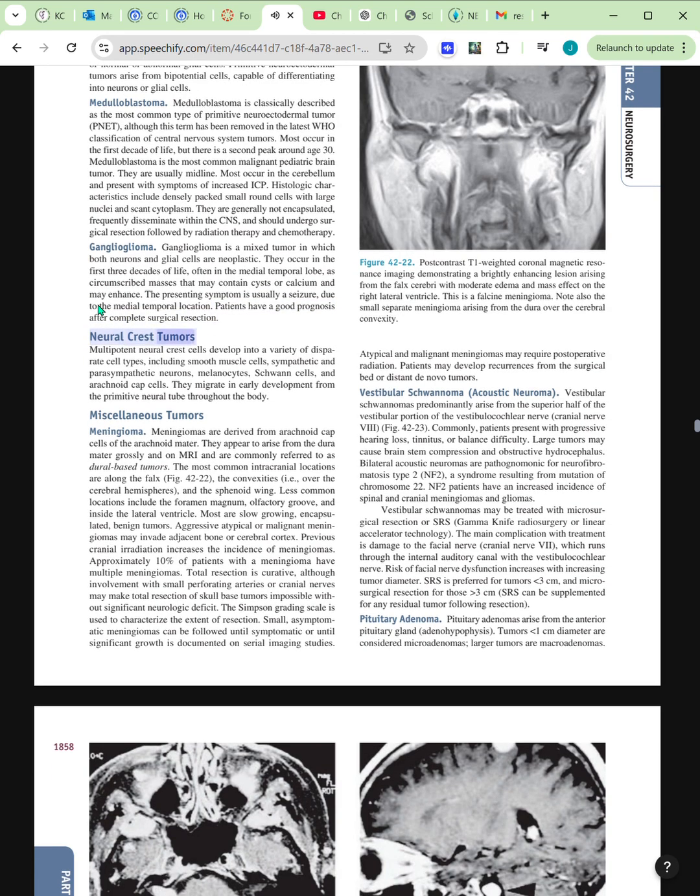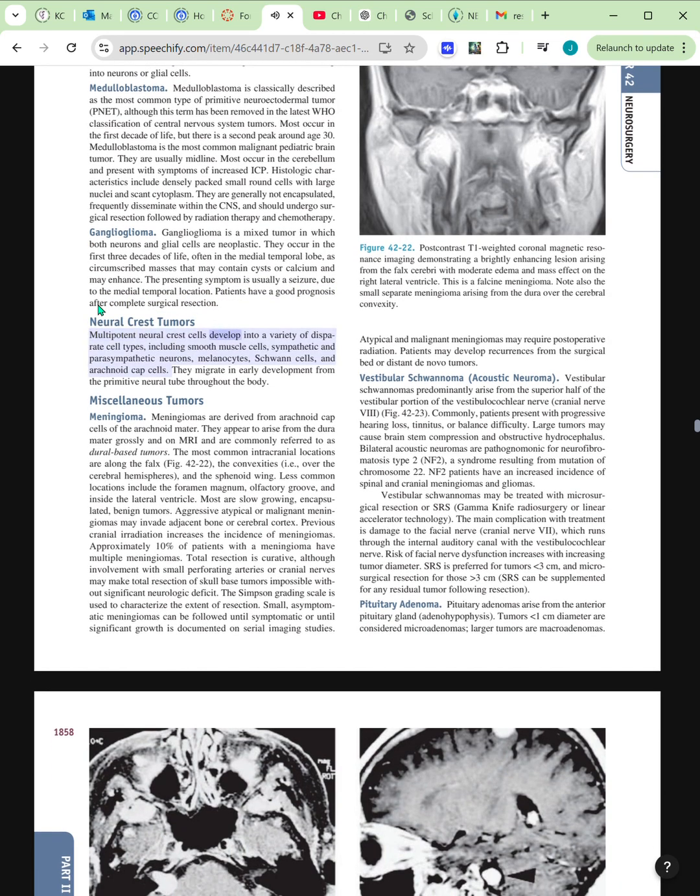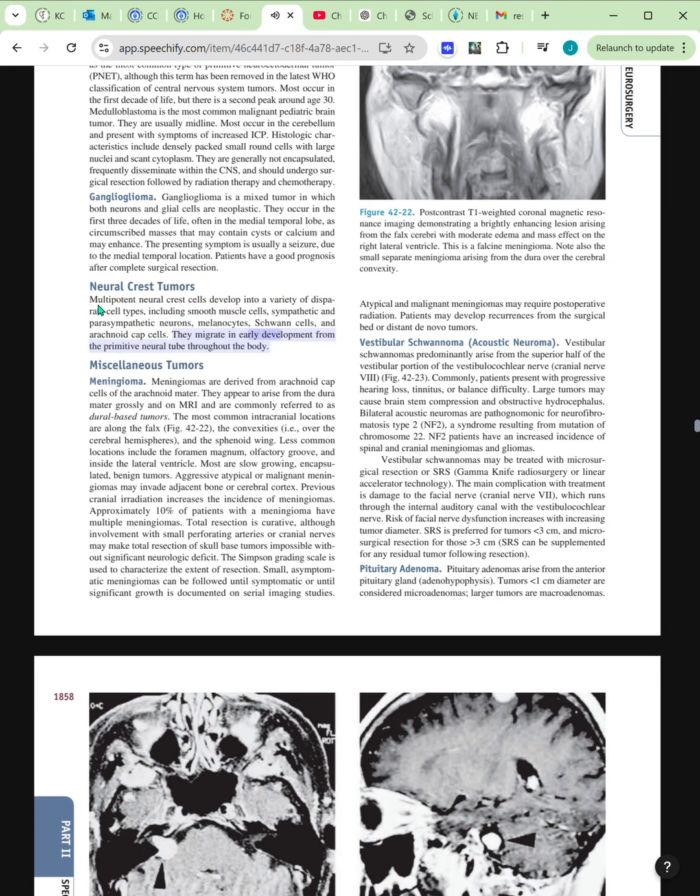Neural crest tumors. Multipotent neural crest cells develop into a variety of disparate cell types, including smooth muscle cells, sympathetic and parasympathetic neurons, melanocytes, Schwann cells, and arachnoid cap cells. They migrate in early development from the primitive neural tube throughout the body.